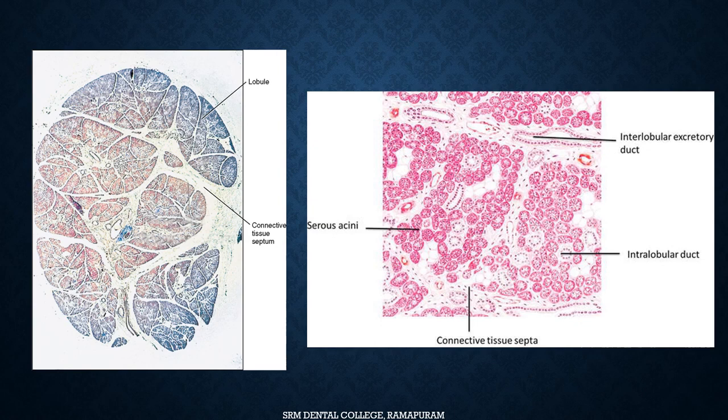If you look at the image given below, it represents a histopathological section of your salivary glands. Here, the ducts that are present between the two lobes are called interlobular ducts, while the ducts that are present within a lobule are called intralobular ducts.